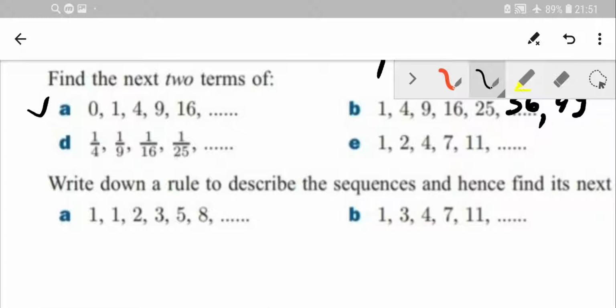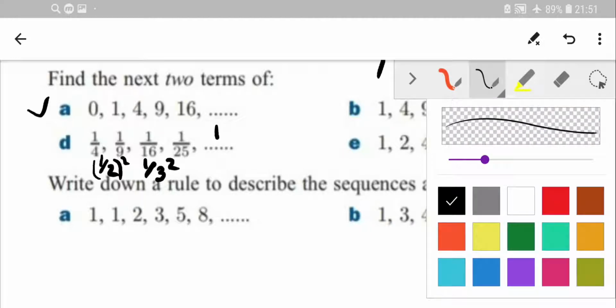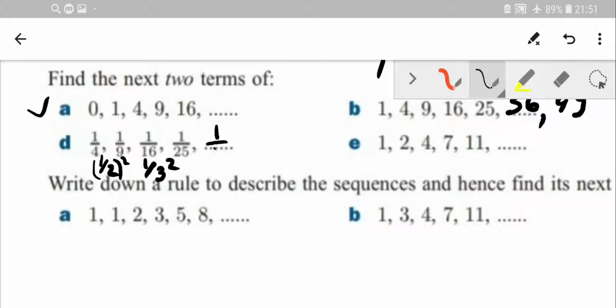All right, so fractions: 1 over 4, 1 over 9, 1 over 16. Let's do it. Okay, the same but as a fraction: 1 over 2 squared. So for 1 over 9, it's 1 over 3 squared, all right? And looks like here is going to be 1 over 25. It's 5 squared, so next it's going to be 6 squared. So 1 over 6 squared, that means 1 over 36. And next, 1 over 49.